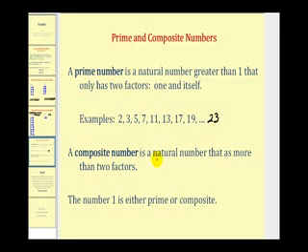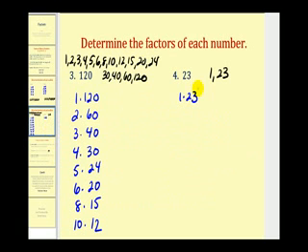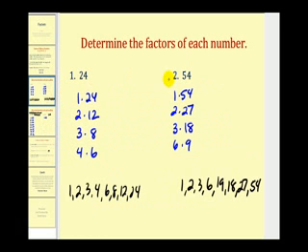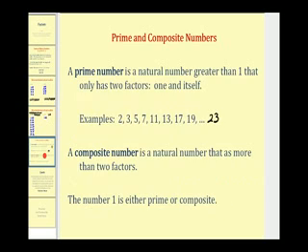A composite number is a natural number that has more than 2 factors. So going back to our examples, this is the only number here that had 2 factors. 120, 54, and 24 all had more than 2 factors and therefore are called composite numbers. And a special note, the number 1 is neither prime or composite by definition.